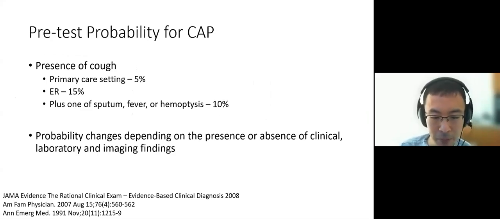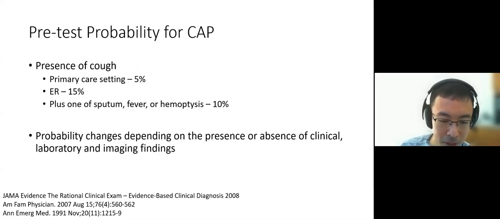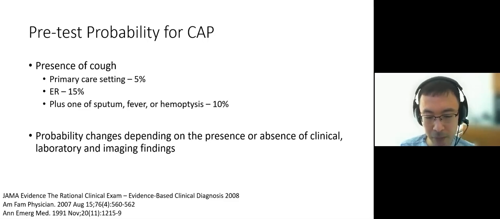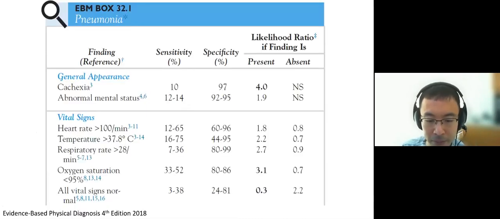So for CAP, if a patient comes to your office with a cough, there's a 5% chance they have pneumonia. So this is the pretest probability. If that same patient comes to the ER with a cough, the pretest probability is now higher at 15%. Now, if you have cough plus one of sputum, fever, or hemoptysis, the chance of having pneumonia is 10%. So it's important to estimate a pretest probability because this will impact the post-test probability later on when you're interpreting the physical exam finding and lab results.